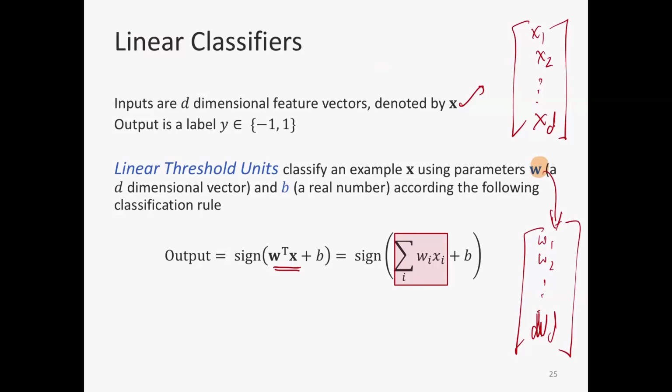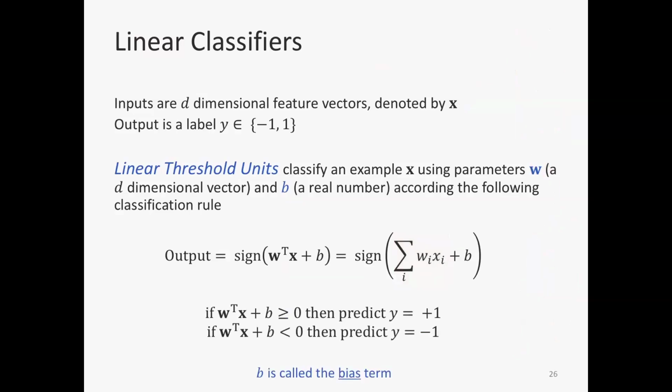The parameters W are called weights, and the real number B is called the bias. B stands for bias. That also explains the name of a machine learning helper service called Weights and Biases, weightsandbiases.com. In any case, the decision rule looks like this. If W transpose X plus B is greater than or equal to 0, you predict +1. If it is less than 0, you predict -1. That's as simple as it gets.